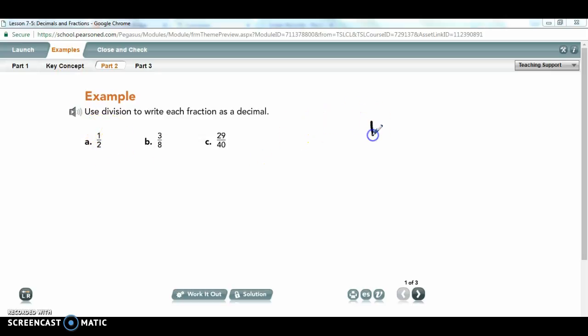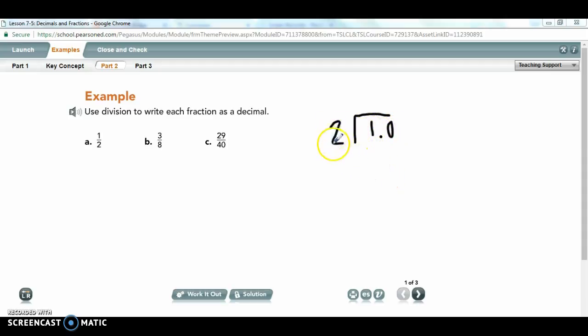So if I take 1, I'm doing A, and divide it by 2, 2 cannot go into 1. So what I have to do is add a decimal point and a 0. The reason why I add the decimal point is because I don't want to add a 0 and make it 10 divided by 2 because that's a whole new problem. Adding the decimal point and a 0 does not change this value, so I still have 1 divided by 2.